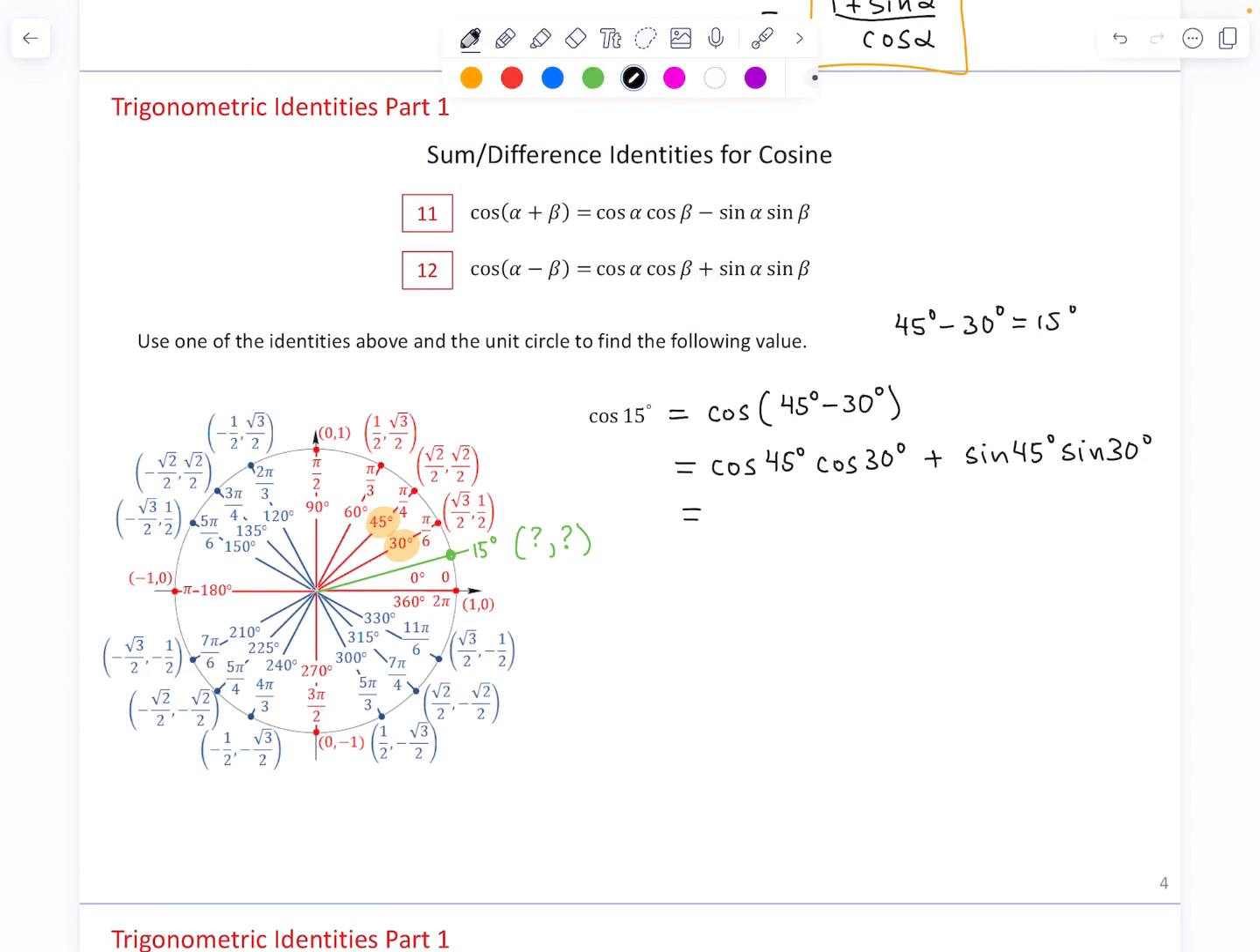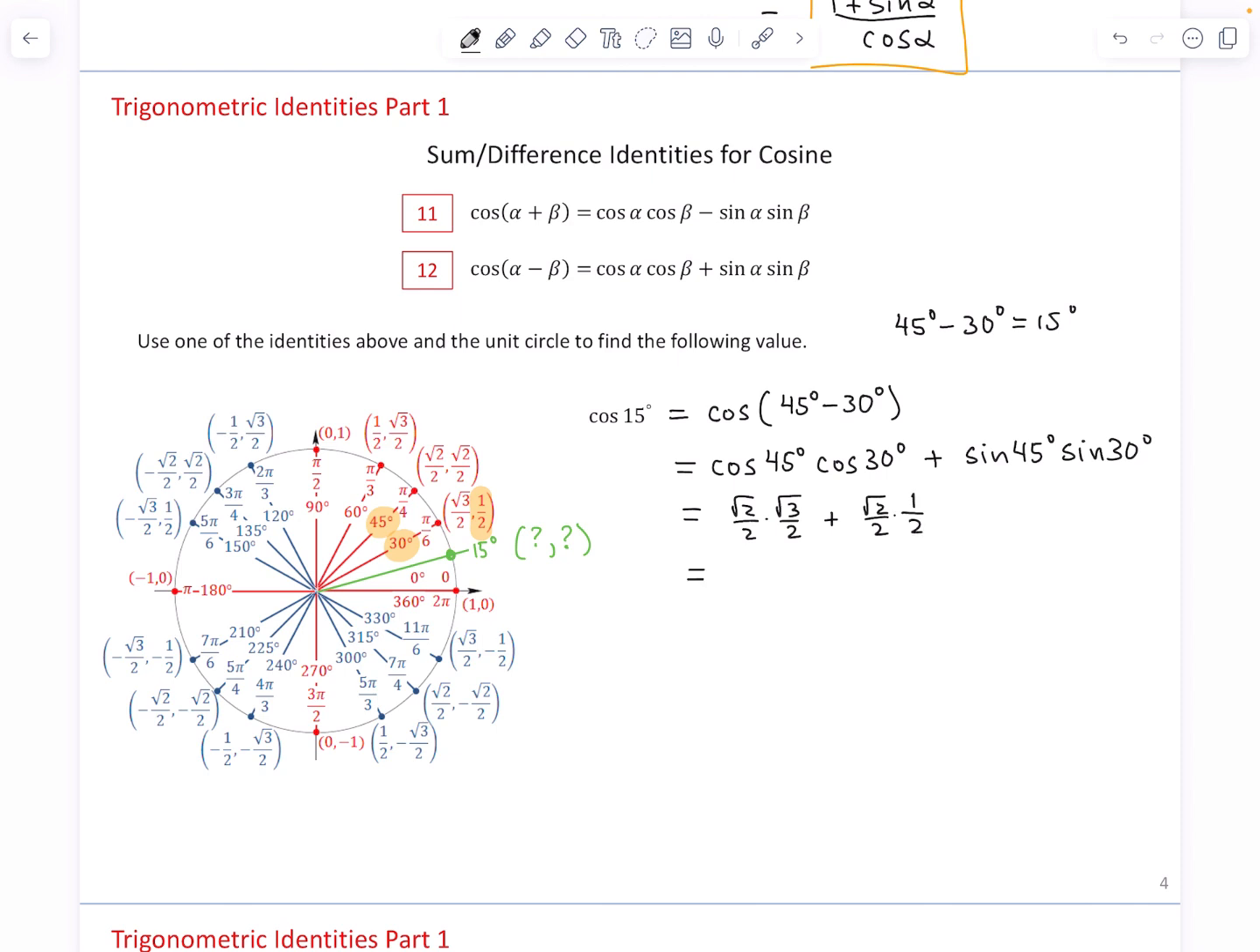Now I can use the unit circle to evaluate all 4 of these trig functions. The cosine of 45 degrees is rad 2 over 2. The cosine of 30 degrees is rad 3 over 2. Now multiply those and then add. The sine of 45 degrees is the second coordinate here, rad 2 over 2. And the sine of 30 degrees is the second coordinate right here, which is 1/2. And I multiply those two numbers.